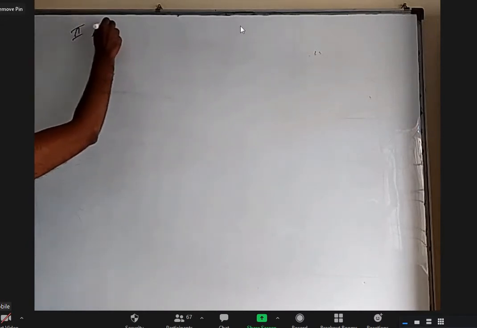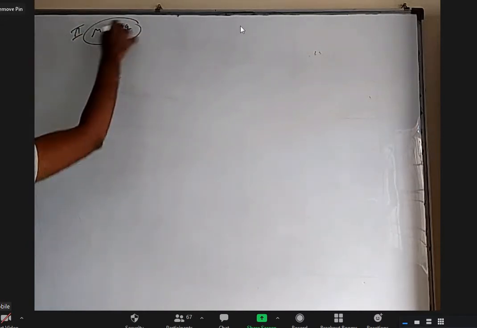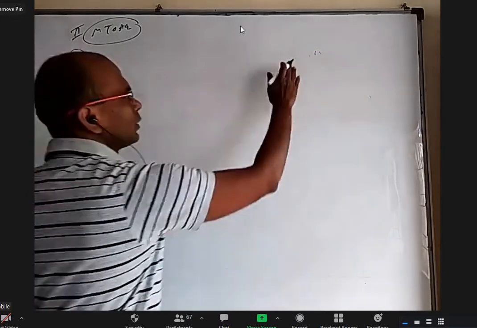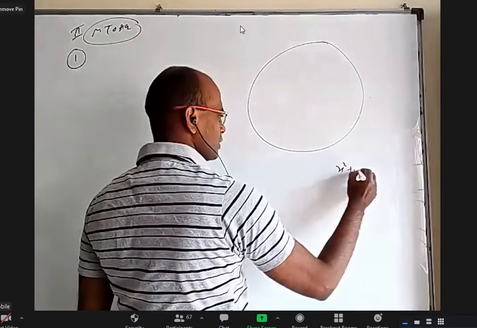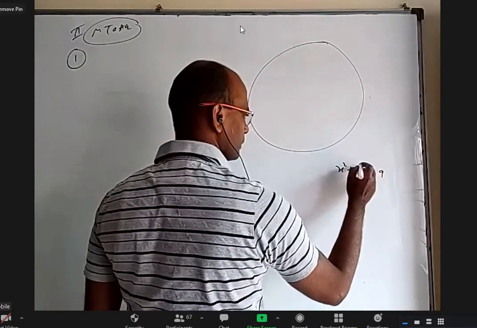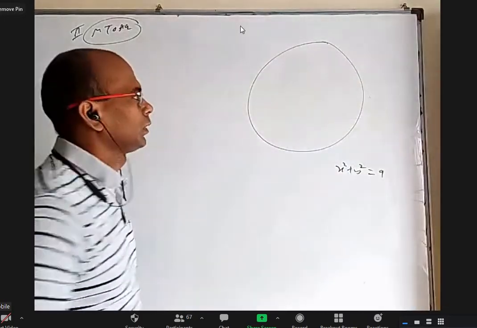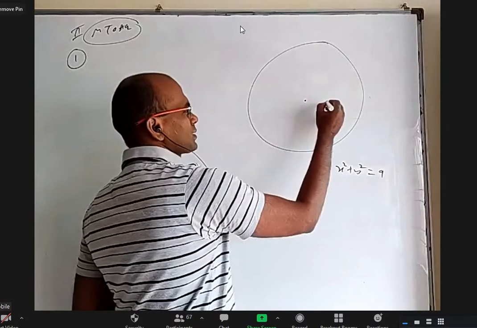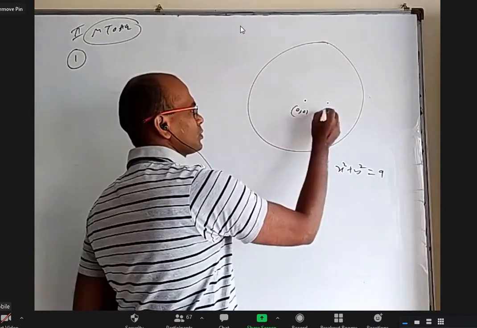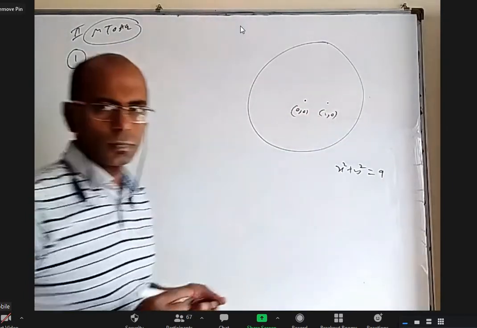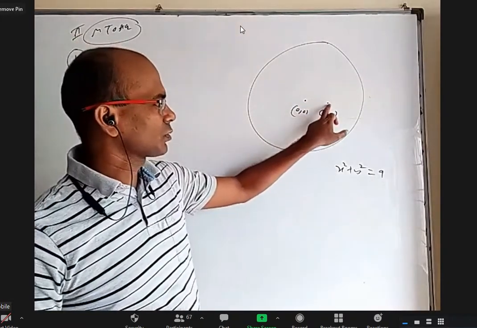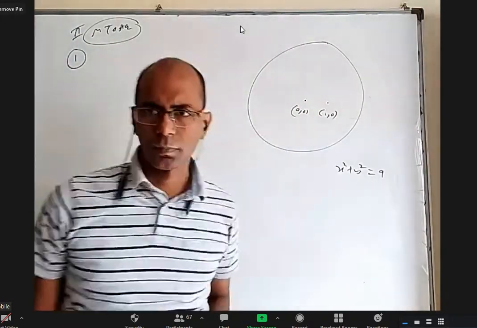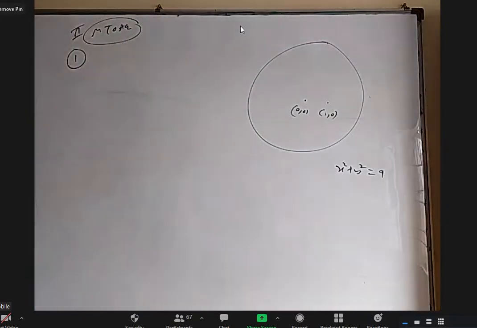Okay, section 2, more than one answer questions, the first one. There is a circle x² + y² = 9. And the two points inside the circle are (0, 0) and (1, 0). They want a circle passing through these and touching this circle. Is it possible?